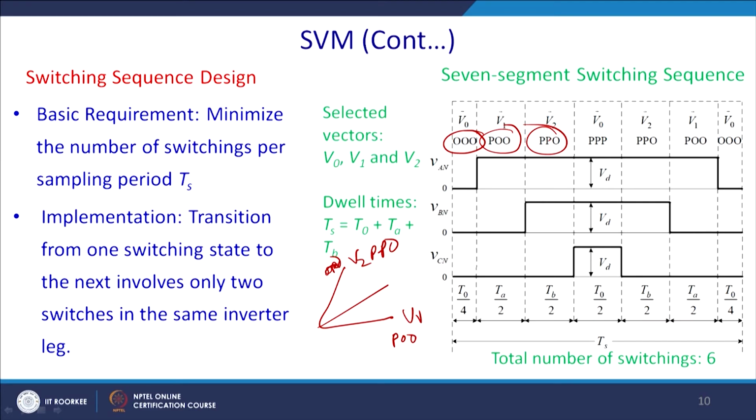PPO. Once this is for TA and this is for TB, now you have to apply the null vector. Of course, if you go to OOO, there will be a 2 bit change, so you will apply PPP. This is also a null vector. Then again, instead of starting from V1, since it is a 1 bit change, you will go for PPO. So, your computational burden will be reduced. Thereafter POO, thereafter 0 0 0. So, both the cycles will be combined.